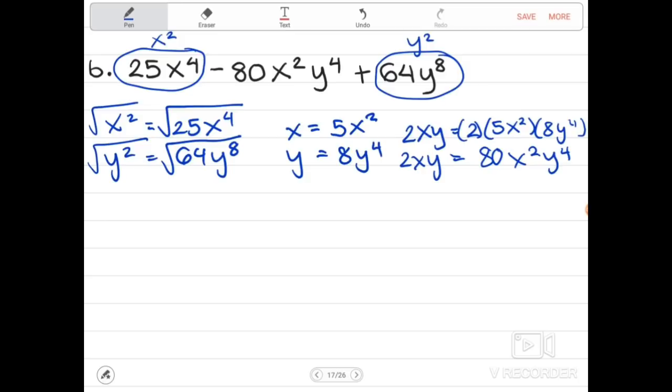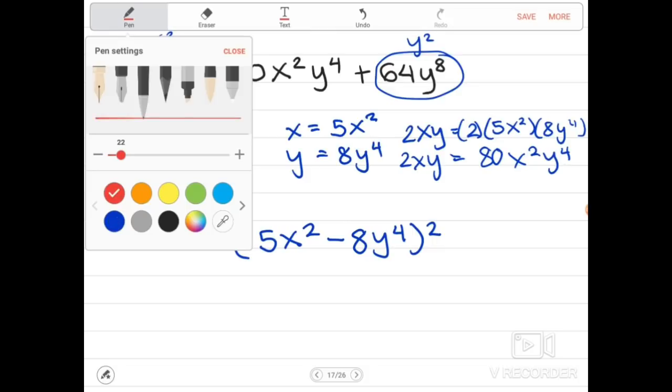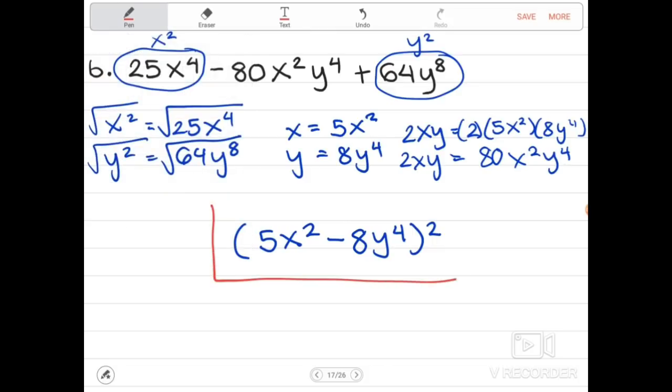Anong x natin? Ang x is 5x squared. Ano yung y? So, minus 8y raised to 4. So, squared lang natin. Yun na kagad ang ating final answer. So, ang pinaka-checking lang natin dito is yung 2xy. Kailangan siya yung middle term. Pag hindi, may ibang technique sa pag-factor nun or maybe hindi siya factorable na. Next, letter C.